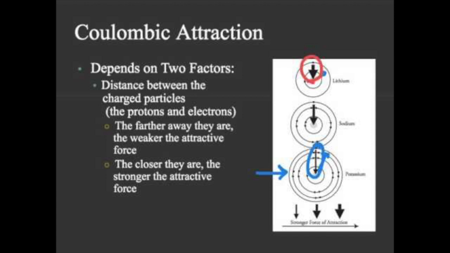Let's start with Coulombic attraction. Coulombic attraction is the attraction between positive and negatively charged particles. Moving right across a period, the attraction increases. This is because within a period, all of the elements have the same number of energy levels, but an increasing number of protons. With more protons, they attract electrons closer.